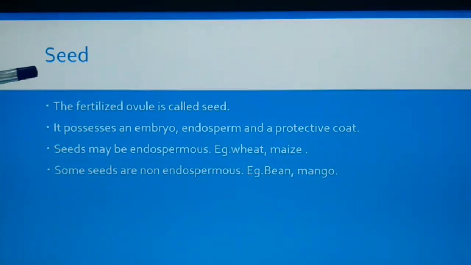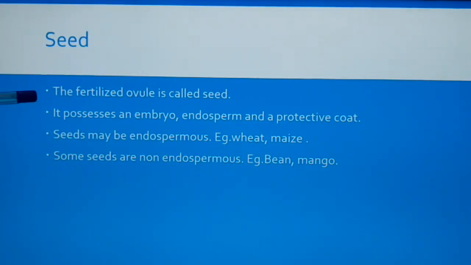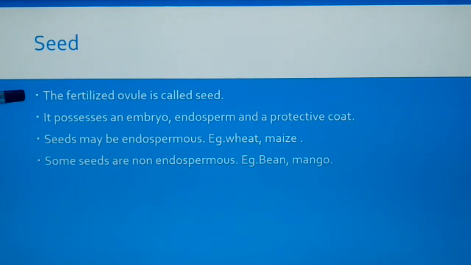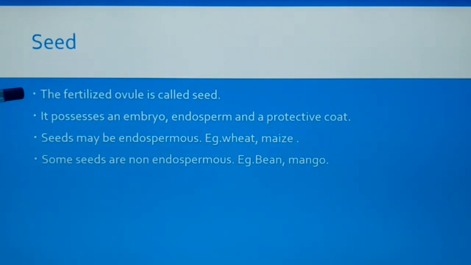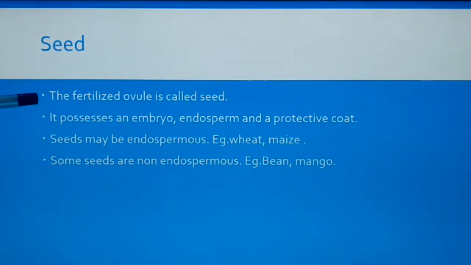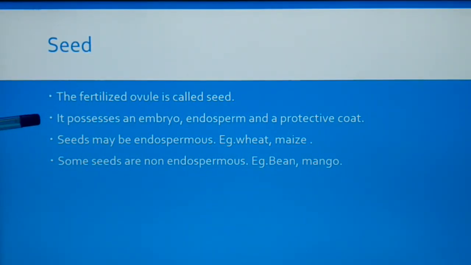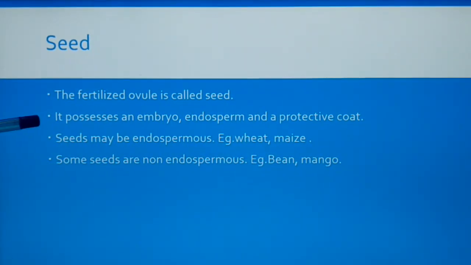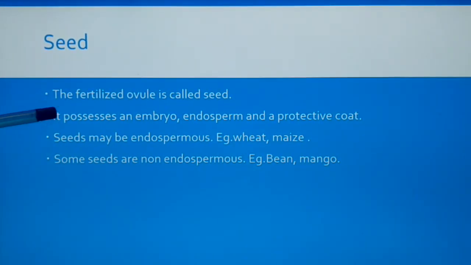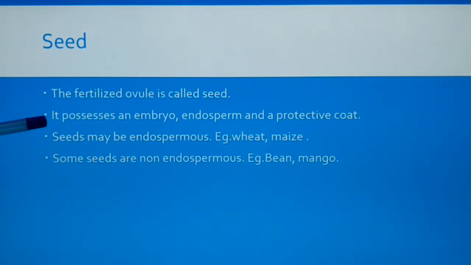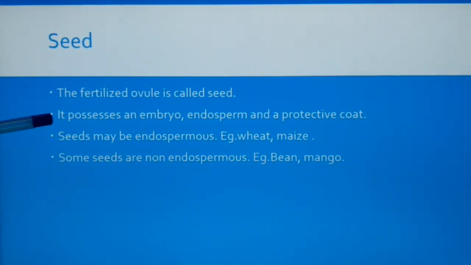Topic is seed. The fertilized ovule is called a seed. After fertilization, the ovule is converted into a seed. It possesses an embryo, endosperm, and a protective coat. The seed consists of an embryo and a nutritive tissue, the endosperm, and it is covered by a protective coat.